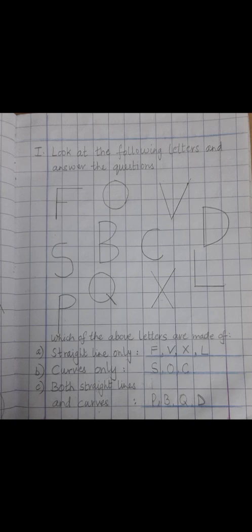F, X, L and V. Which of the letters are made of only curved lines? It is S, O, which is made of a curved line, and C. And the third one, which of these letters are made of both straight lines and curves? That is, here we have the letter P, the letter B, the letter Q and the letter D.